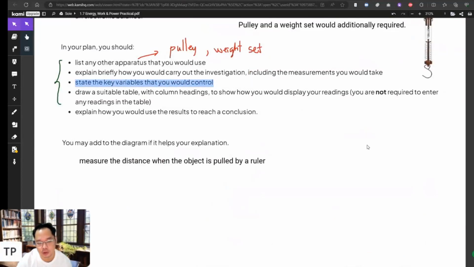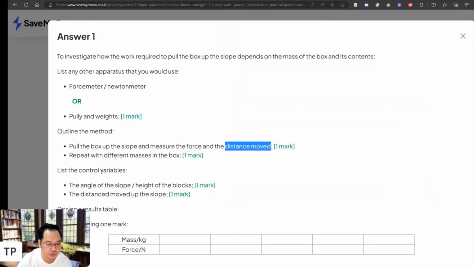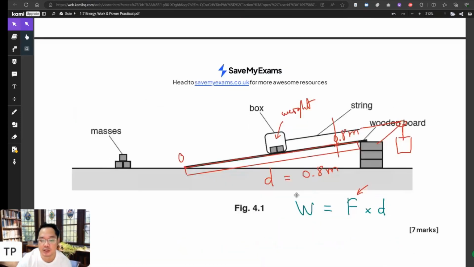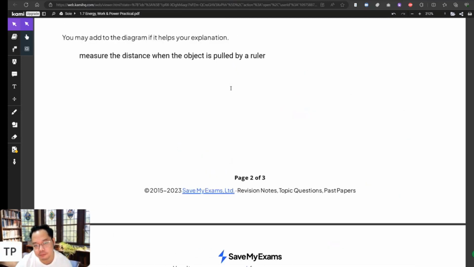The next one, state the key variables that you would control. You already did that. Good. Checking with other control variables here. The angle, or the height, they're actually the same thing, because the angle depends on the height. The distance moved. As I mentioned, you should choose a constant distance moved on the slope in different trials, such as 0.8 meters. Make that distance the same.